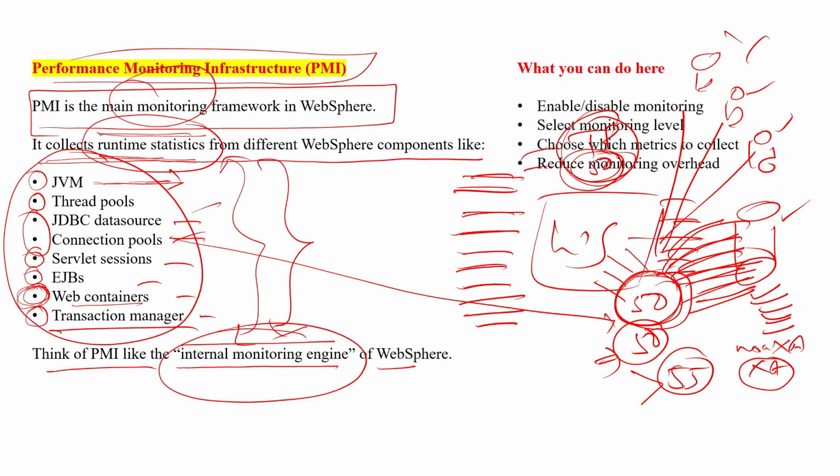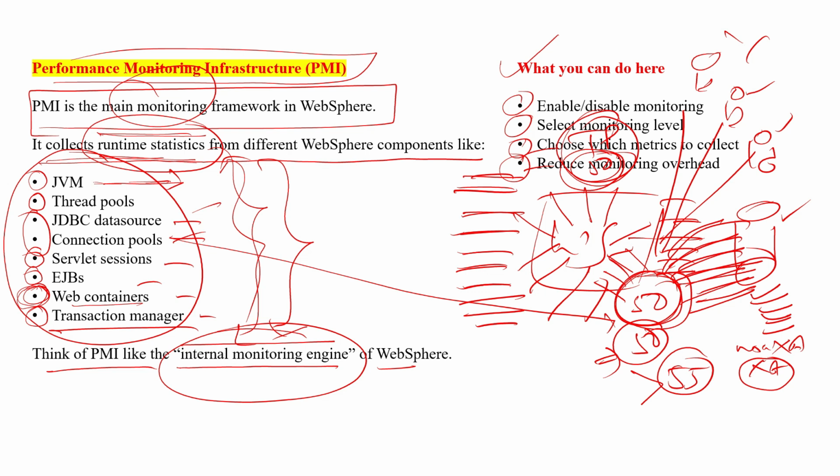What you can do here is enable and disable monitoring. Anytime you want to enable or disable this monitoring, you can do it. We can select different monitoring levels, choose which metrics to collect, and reduce monitoring overhead. When we start collecting different monitoring statistics of your WebSphere, it may create a certain kind of overhead, because it hits your different management beans in the system to collect the data, so it may reduce the performance of your system.